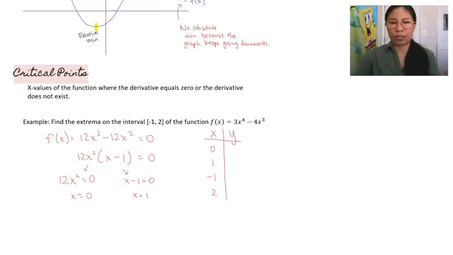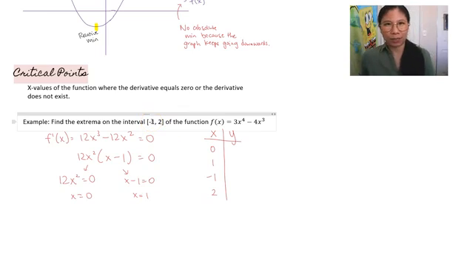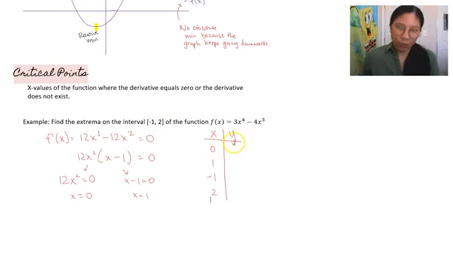Oh, one thing I forgot to mention. When you solve for x, you also want to make sure that these two values are within the actual interval that they give you. If they're not, then it wouldn't count, because we're only looking at x values between -1 and 2. Okay, so we have our two critical points.